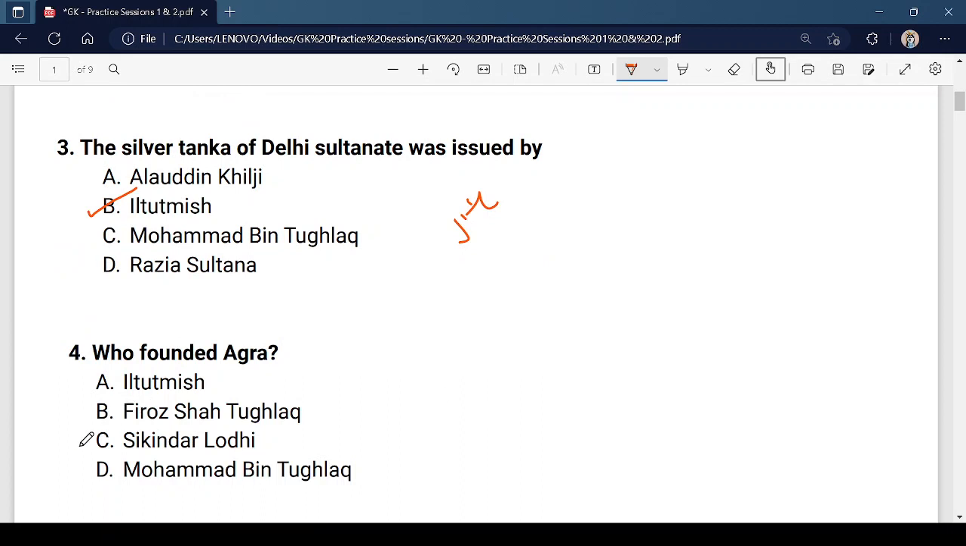The right answer is Sikandar Lodi. Sikandar Lodi, the Sultan of the Lodi dynasty, which was the last of the dynasties. He founded Agra city in 1504 AD. Agra is a beautiful city where you can see the Taj Mahal, a beautiful structure, and Agra Fort is also there. Next question.